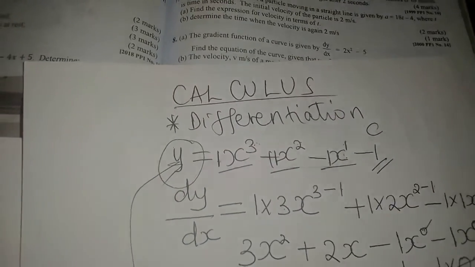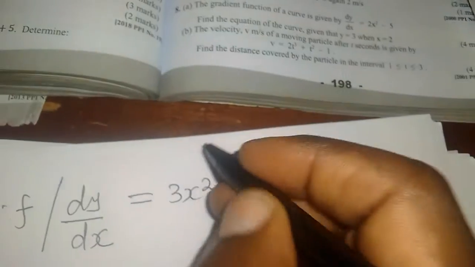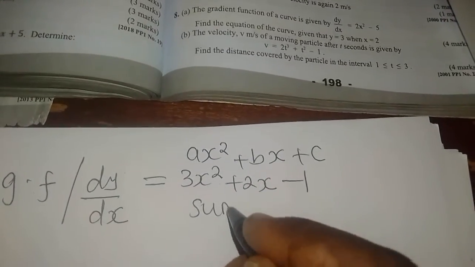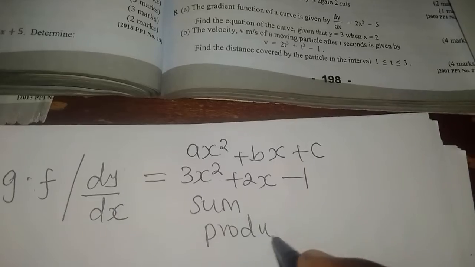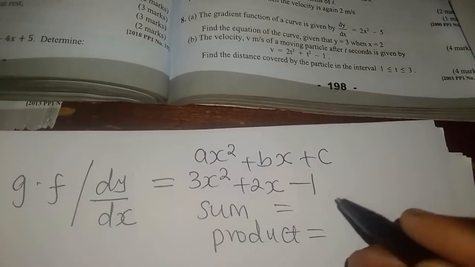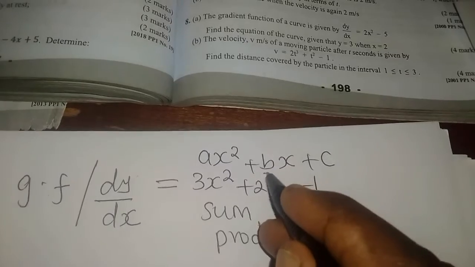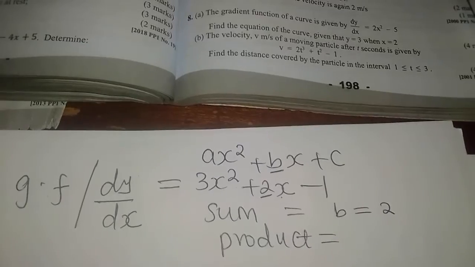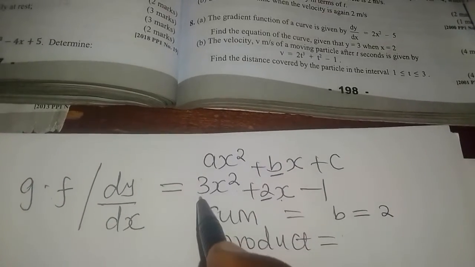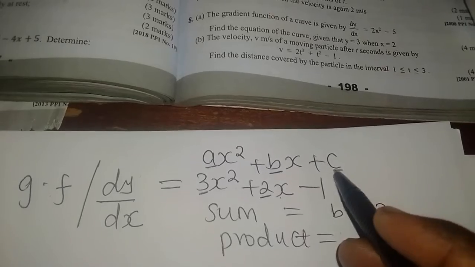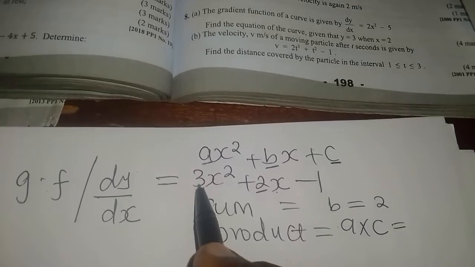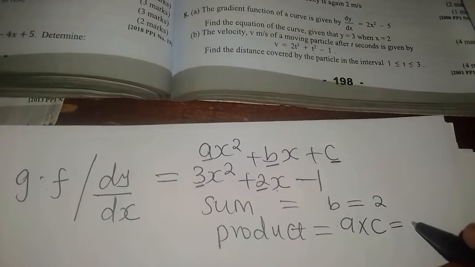Great. So now I'm supposed to do this. I'm going to say this reads ax squared plus bx plus c. I'm going to use the factorization method. I'm going to say sum, then product. The sum is the coefficient of x, which is b, and in our case it is 2. Then the product is a times c, the constant. So a times c gives us 3 times negative 1, which gives us negative 3.